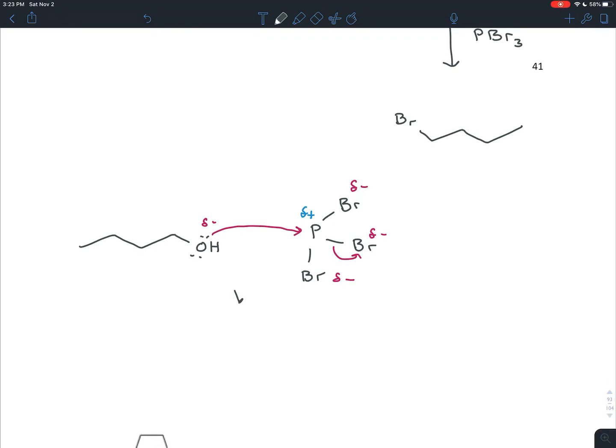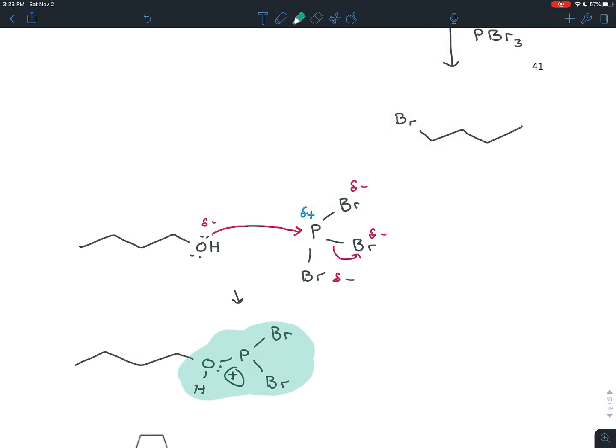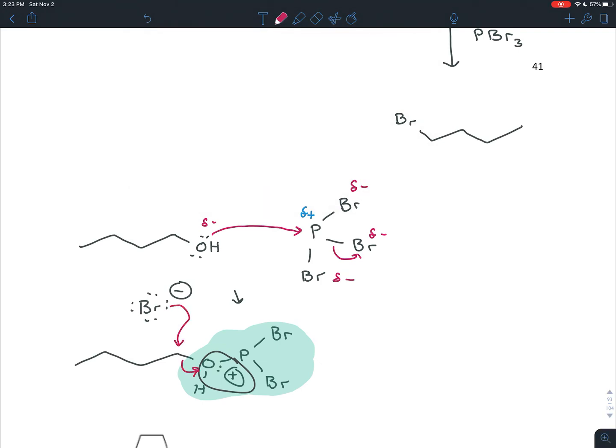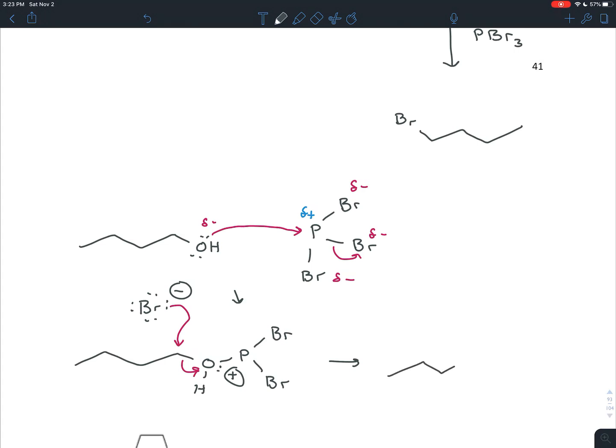You end up with this weird looking thing. The phosphorus only has 2 bromines now. The oxygen here has a full positive charge, and this is an amazing leaving group. Because if this oxygen accepts the 2 electrons in that bond, it can do that. It'll help stabilize the positive charge, and it'll be a stable molecule. The bromine that you ended up kicking off comes back as a nucleophile and attacks that carbon, kicks the leaving group off, and you end up with the 4-carbon chain, but where the OH was, you have a bromine. And you also end up with this side product, this phosphorus with 2 bromines on it and an OH.